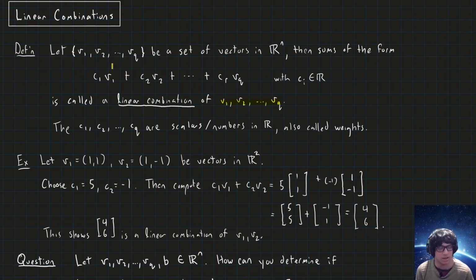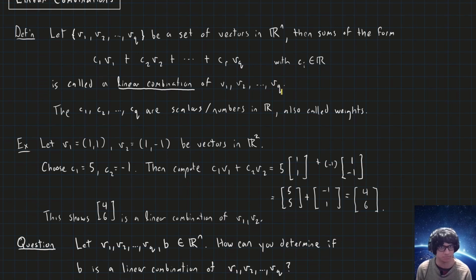These scalars are just numbers. They're also called weights sometimes. So that's the definition of a linear combination of a set of vectors.